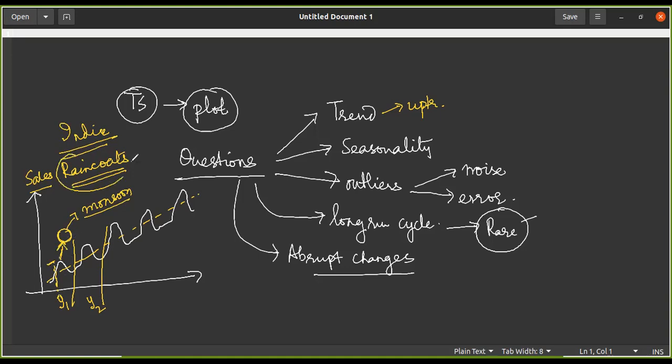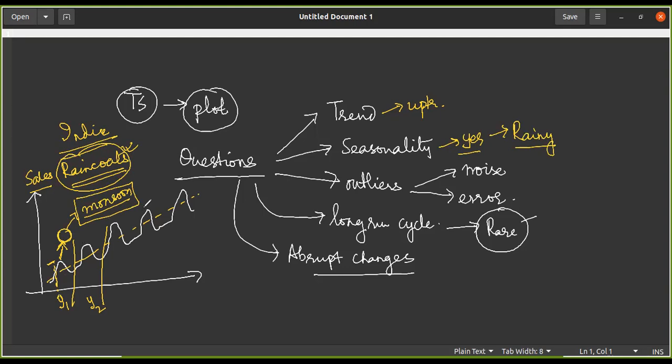So there is clearly a pattern, because raincoats will be sold more in the monsoon season. We know that already. So is there a seasonality? Yes, there is a seasonality. The seasonality can be explained with respect to the rainy season or the monsoons that we are having in our country, right? Are there any noises?